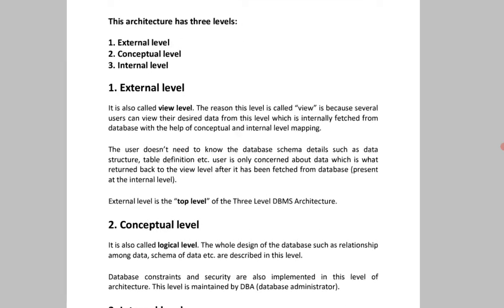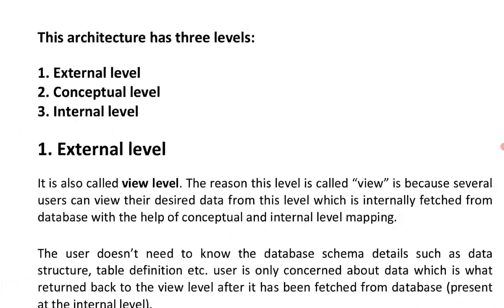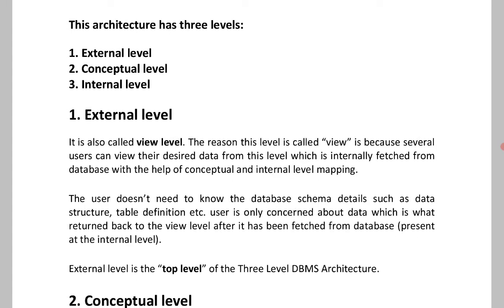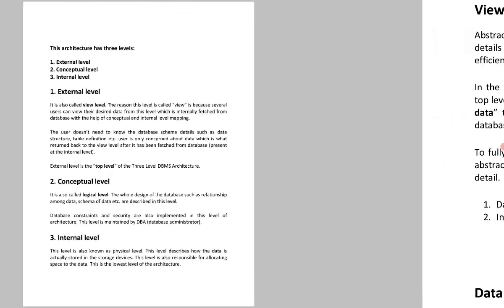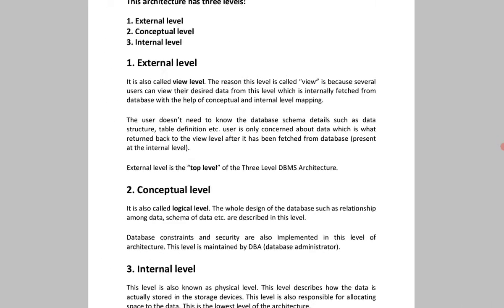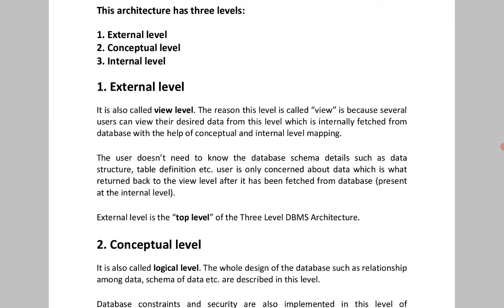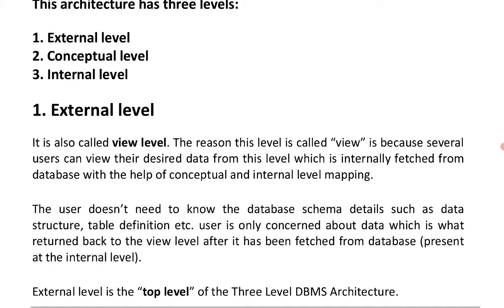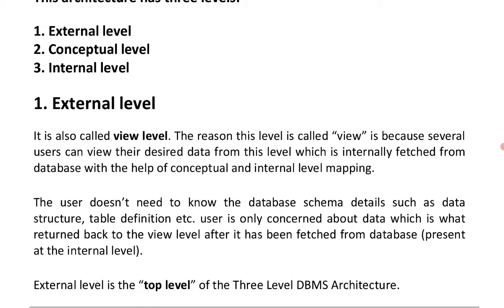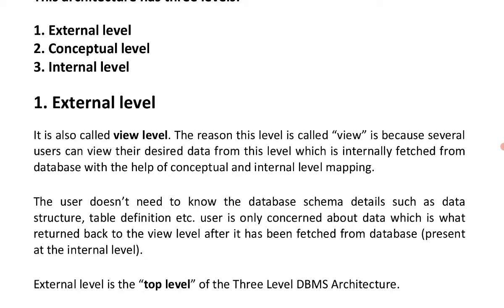So this architecture has 3 levels. First one is called external level or external view. Second one is called conceptual view or conceptual level. The third one is called internal level or internal view. So what is the external level? External view is also called external level.